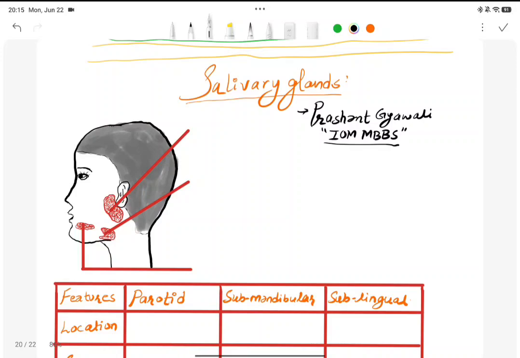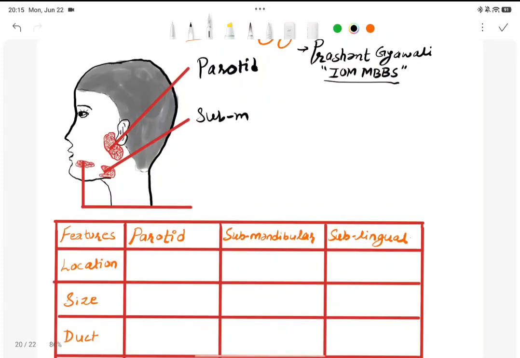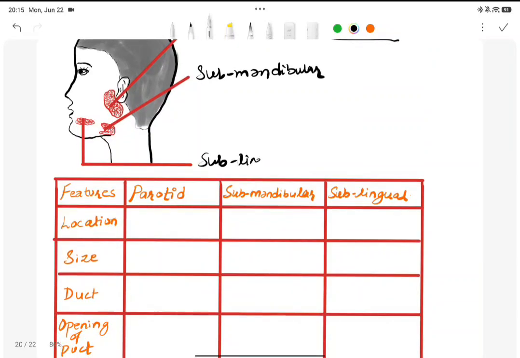So there are three pairs of salivary glands. One is the parotid gland, which is located at the base of the ear, and one is the submandibular gland, and there is a sublingual gland.